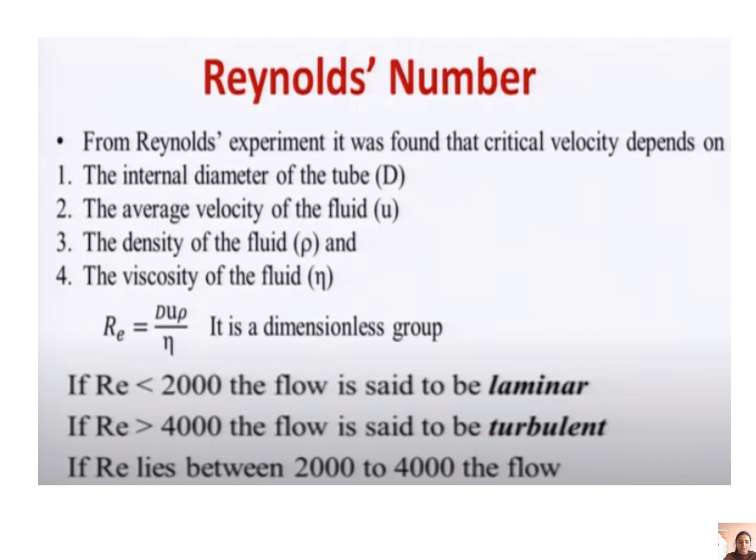Here rho is the density of fluid, v is the velocity, that is the speed, d is the diameter of the pipe, and eta is the viscosity of the fluid. And from Reynolds experiment, it was found that critical velocity depends on the internal diameter of the tube, the average velocity of the fluid, the density of the fluid, and the viscosity of the fluid. Then if the Re value is less than 2000, the flow is said to be laminar. If the Re value is greater than 4000, the flow is said to be turbulent.